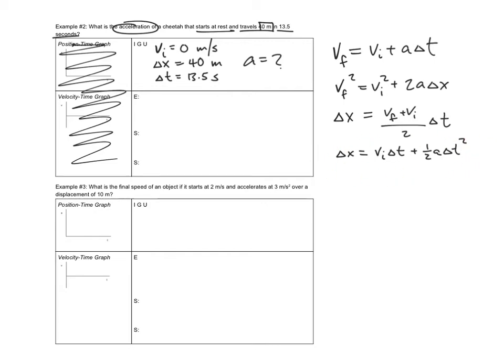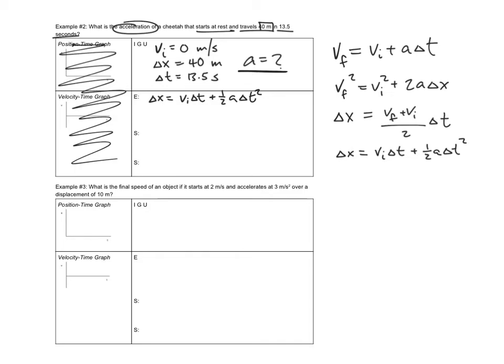Delta X equals VI delta T plus 1/2 A delta T squared. Just write that down on the equations. Delta X equals VI delta T plus 1/2 A delta T squared. And then you have to solve that for A, because we're looking for A.